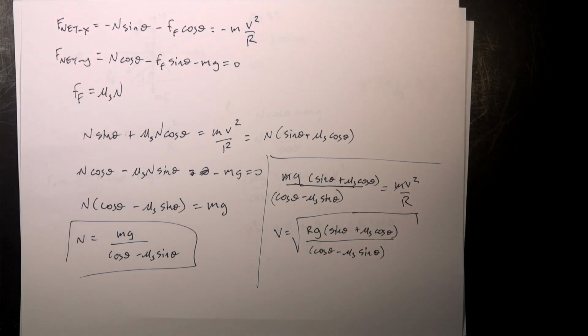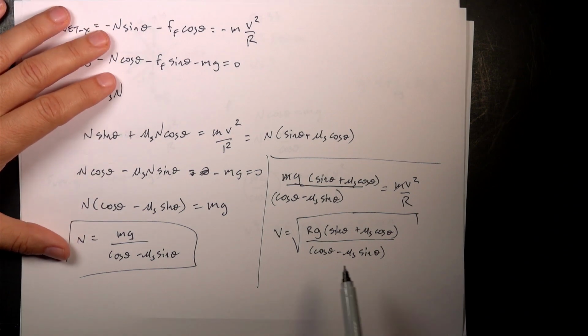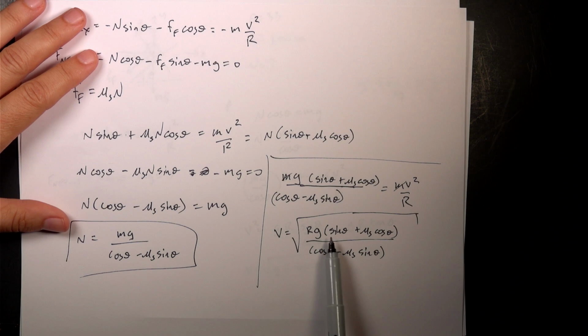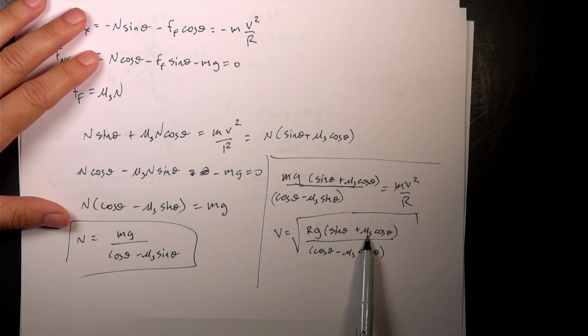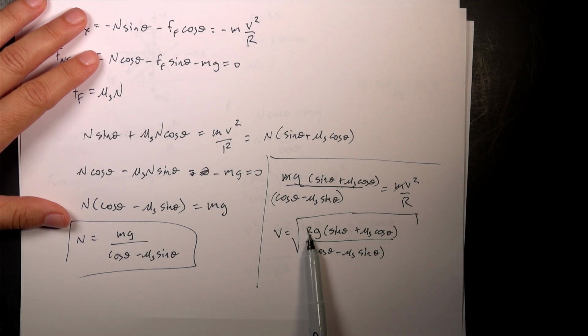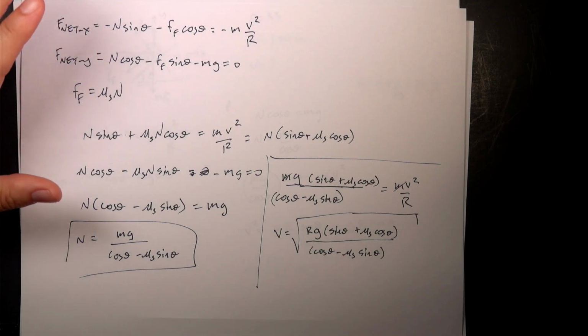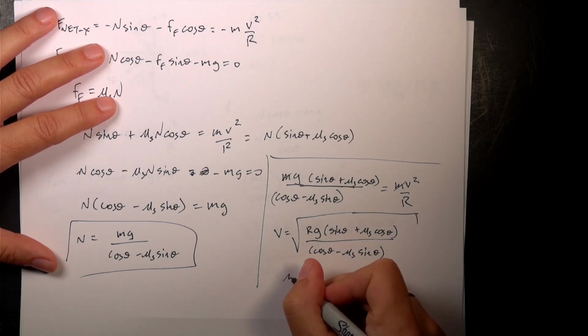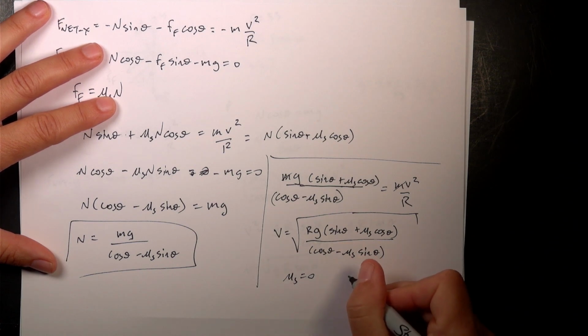Okay, let's just check. Does it have the right units? Does it make sense? So number one, does it have the right units? I can already see that it does because I have that square root of rg just like before. Sine theta, no units. Mu, no units. Cosine theta, no units. No units, no units. So it's all just meter squared per second squared, square rooted. Units work out fine.